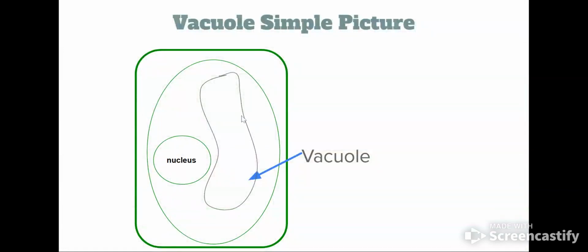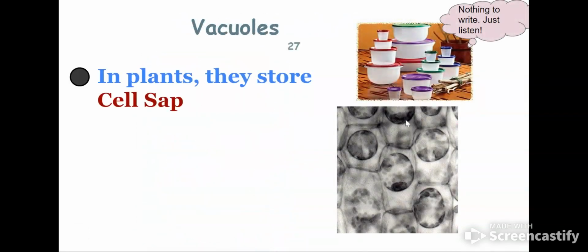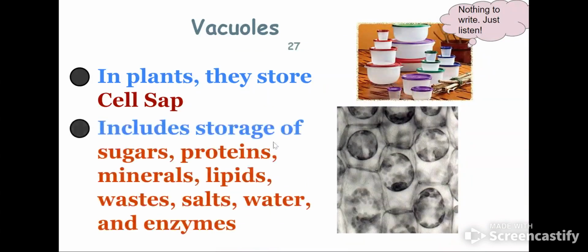So a picture, just putting it into perspective, you have a nucleus here. Your vacuole is just a big sac that takes up a lot of the cell in the plant cell. Nothing to write here. So in plants, they can also store cell sap, and they can also store sugars, proteins, minerals, lipids, waste, salt, water, enzymes. So really, they store pretty much anything that is necessary.